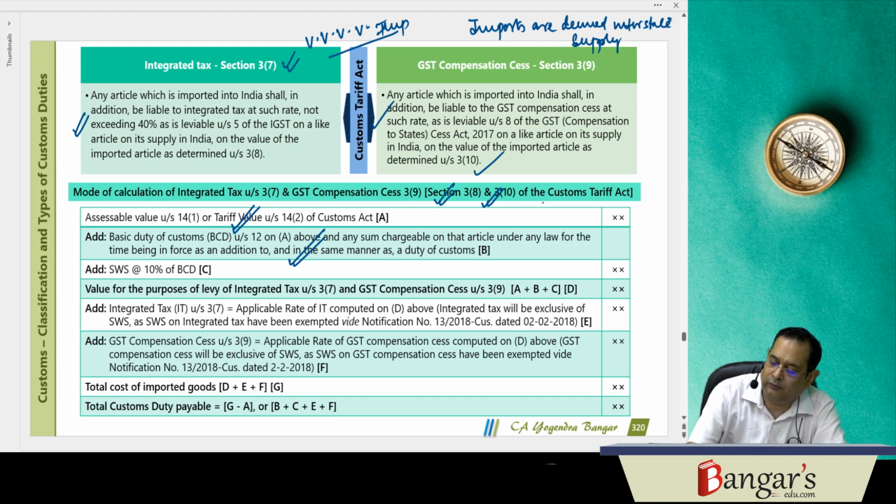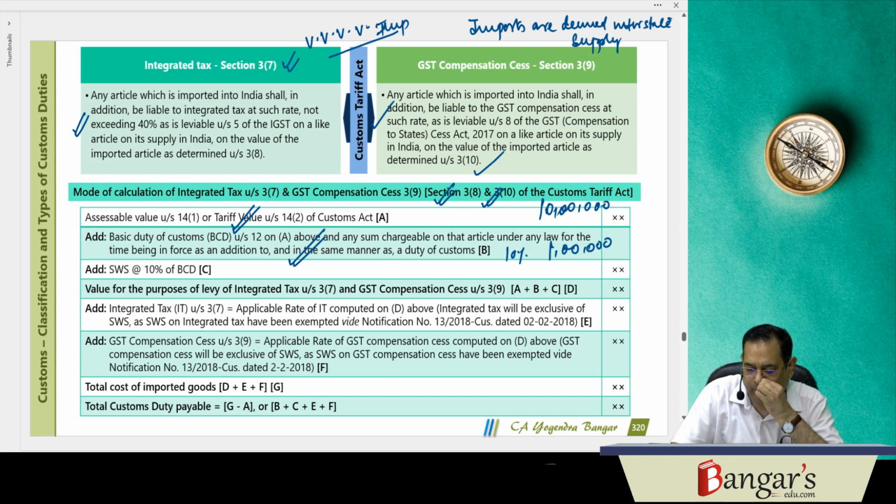Now here, say assessable value is 10 lakh and basic custom duty is 10%. So here 10% of 10 lakh, that is 1 lakh, will be added. Then next is social welfare surcharge. Social welfare surcharge is added at the rate of say 10% of the basic custom duty.